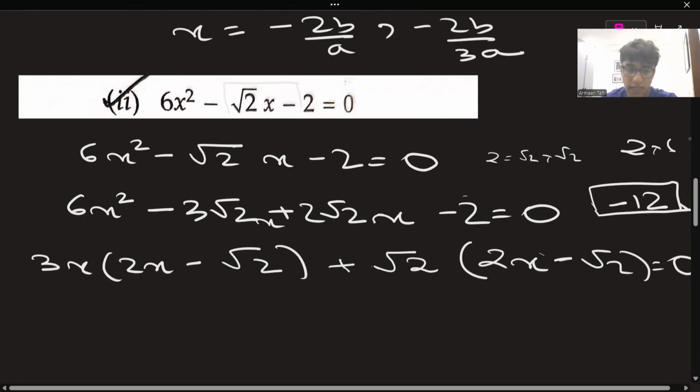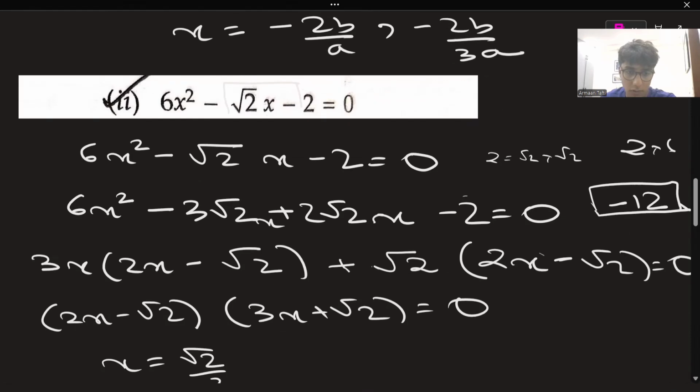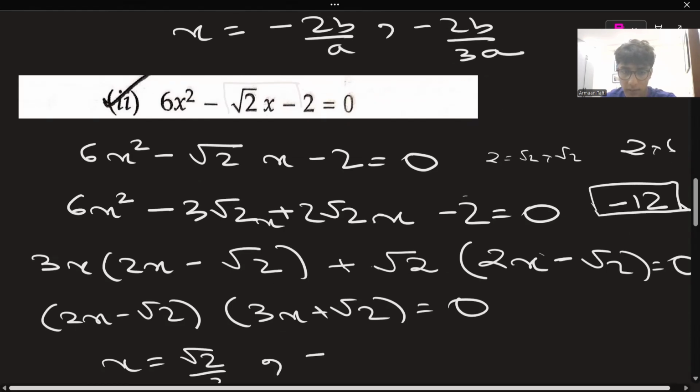So now just take 2x minus root 2 out common, and the other bracket is 3x plus root 2. And now using the zero product rule, you can either get x as root 2 by 2 or x as minus root 2 upon 3.